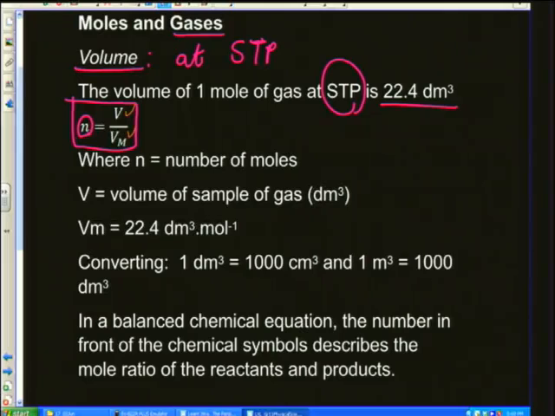And what do we mean by the molar volume? We mean that 22.4 cubic decimeters. Again, n is the number of moles, V is the given volume of the sample of a gas, and Vm, or V subscript M, is our molar volume, which is 22.4 cubic decimeters per mole.